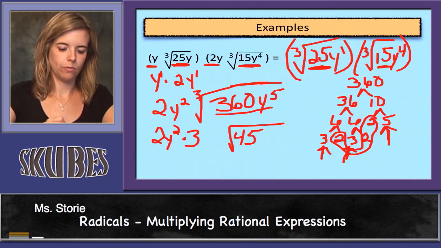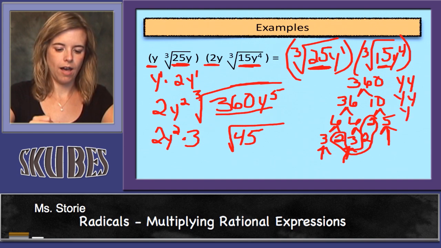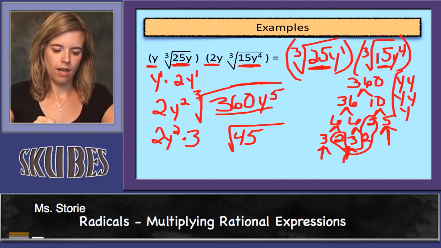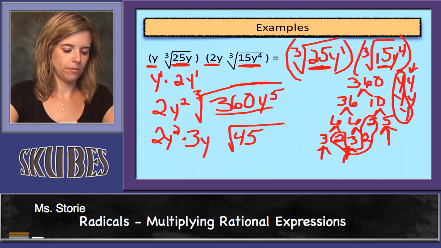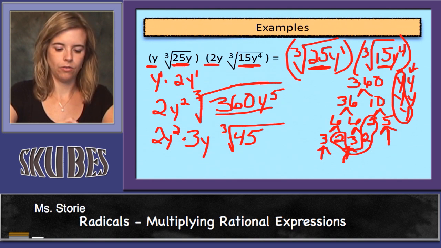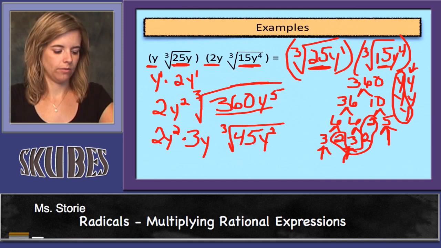Now look at those y's. We've got 5 of them. 1, 2, 3, 4, 5. And we're looking for groups of 3. I've got one group of 3 with 2 lonelies left over. So the one group of 3 comes out. This tells me the index is still 3. And then I've got 2 of them left underneath the radical.